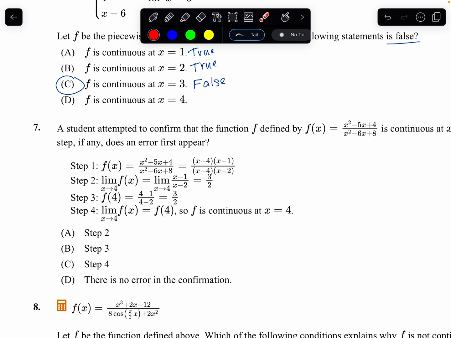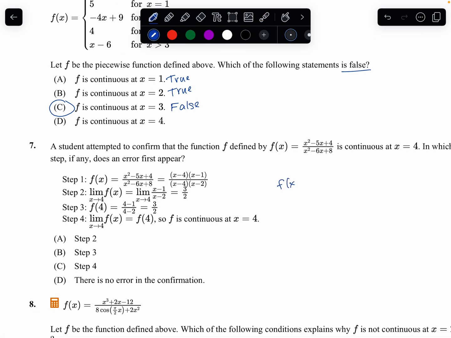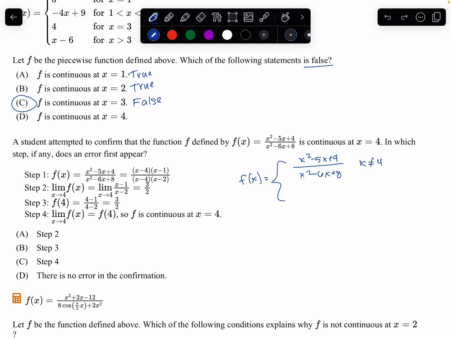So this is what the function would have to be, but the function is not defined at 4 because of this hole. If this were going to be true, this is what the function would have to look like: x squared minus 5x plus 4 over x squared minus 6x plus 8, and this is for x does not equal 4, because this is not defined at 4, right? And then you'd have to state that this is also equal to 3/2 when x is equal to 4. This function has a hole right there.